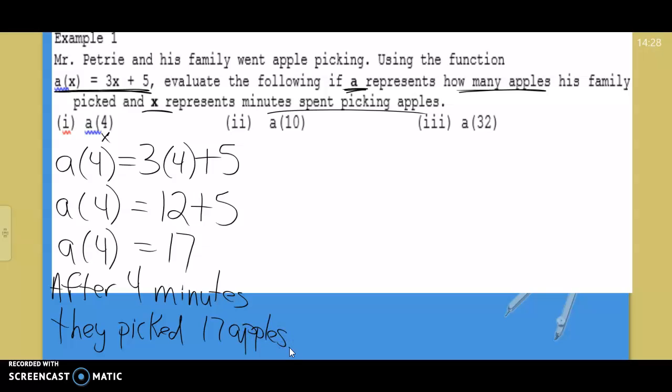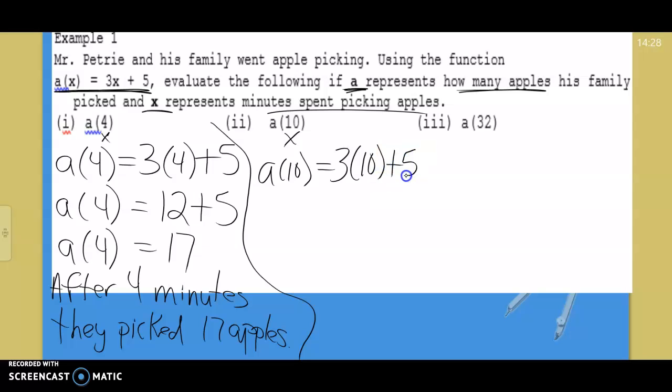So what we do is double I and A of 10. So A of 10, again, remember x is the number of minutes. So what we're changing is the number of minutes. Instead of 4 minutes, how many apples did we pick after 10 minutes? So asking the audience for this we do, where does the 10 go? All right. Yeah, so if it's 3x plus 5, it's now 3 times 10.